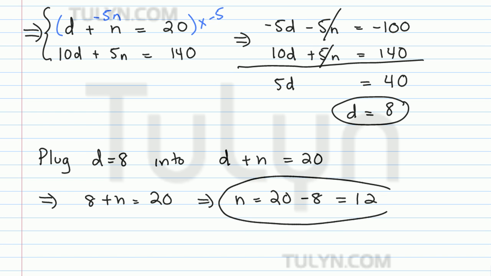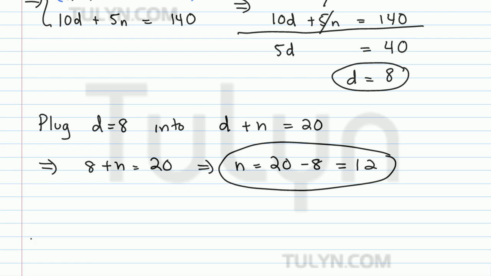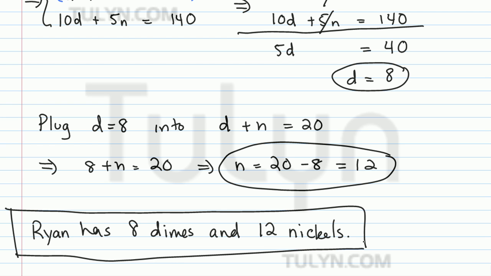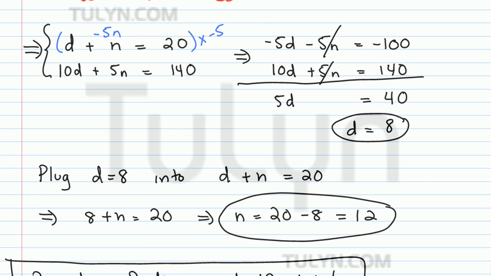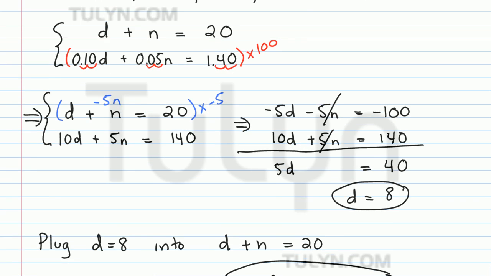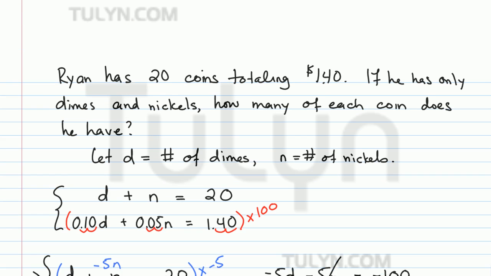So now we have our d and our n, and we can finally write our answer in terms of a complete sentence and say Ryan has 8 dimes and 12 nickels, right? So this is our final solution, and if we feel so inclined to check, we can go up and check. So we have 8 dimes and 12 nickels, right?